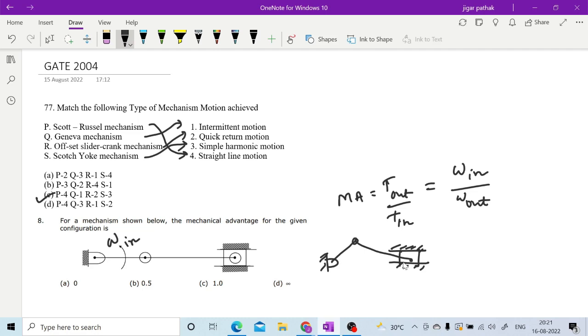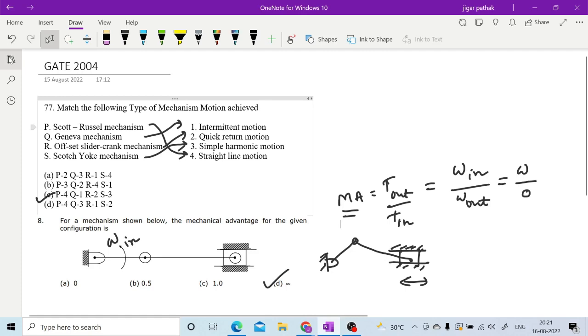Yes, this omega is there, omega input upon omega output. This we have derived already, right? So here omega input will have a certain value of omega, but omega output is 0 because your slider is having linear motion. So omega output is 0, and that is why infinity is the correct answer for this mechanical advantage.